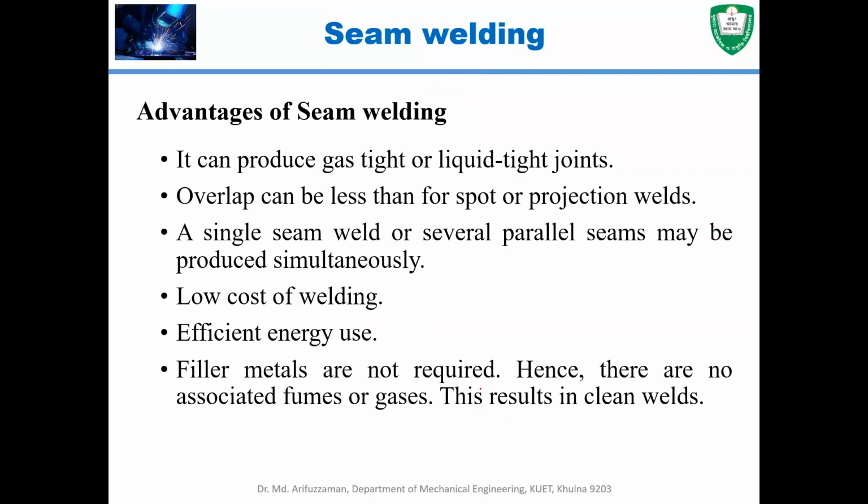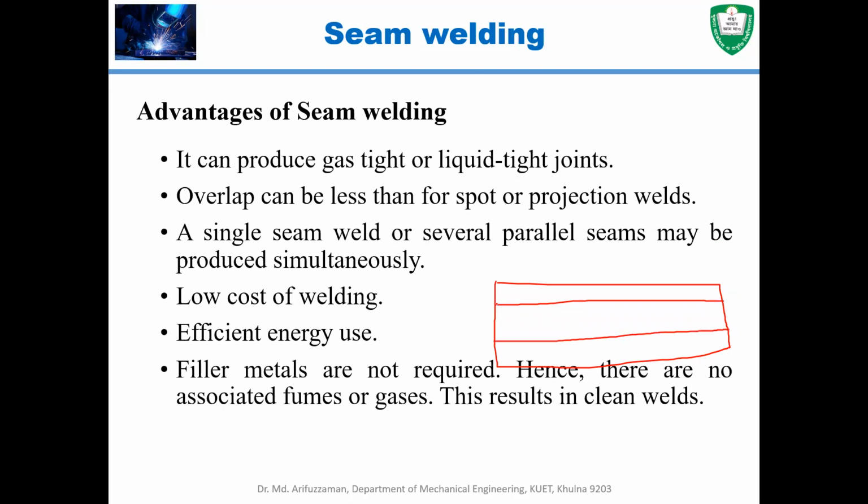If you look at the advantages of seam welding, it can produce gas-tight or liquid-tight joints. Overlap can be less than in spot or projection welds. And a single seam weld or several parallel seams can be produced simultaneously. That means you have a workpiece like this, and you want to have welding in here and in here.